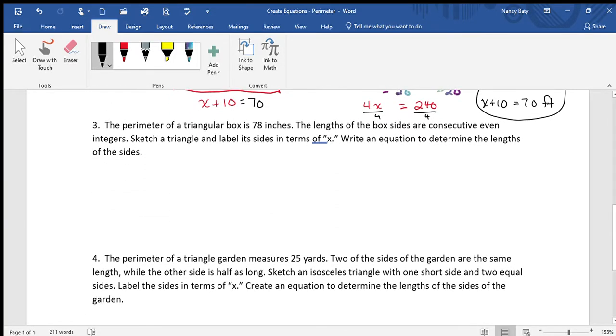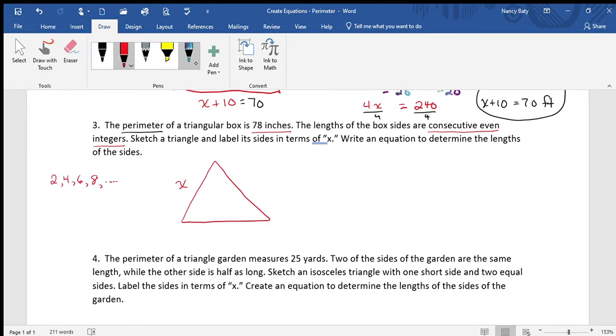The perimeter of a triangle, okay, yeah, keyword, is 78 inches. The lengths of the triangle's sides are consecutive even integers. Consecutive even integers would be like 2, 4, 6, 8, etc. Sketch a triangle and label its sides in terms of x. Okay, so let's call the shortest side x. What do you notice about consecutive even integers? Like, how far apart are they?